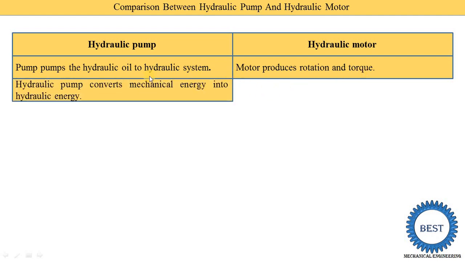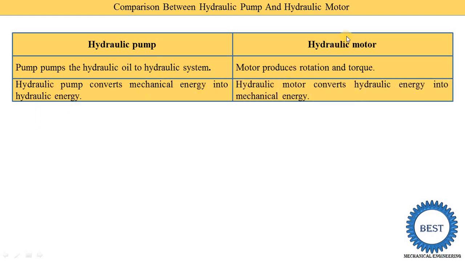Second comparison: the hydraulic pump converts mechanical energy into hydraulic energy. Meaning in a pump we supply mechanical energy as input and the output is hydraulic energy. The hydraulic motor converts hydraulic energy into mechanical energy. Meaning the input in a hydraulic motor is hydraulic energy and the output is mechanical energy, meaning rotational energy, that we mentioned in the first point. The hydraulic motor produces rotation, and rotation is mechanical energy.